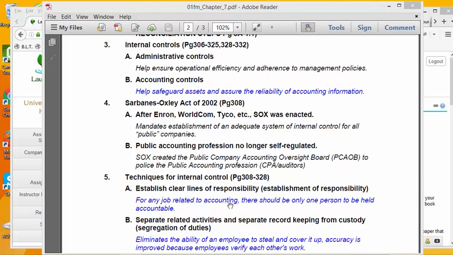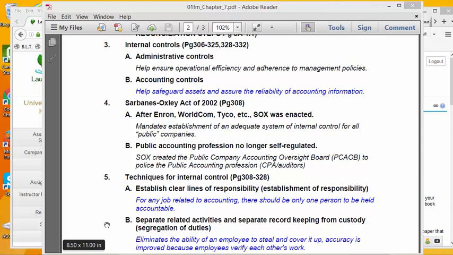In situations we're going to look at where there's a problem of embezzlement, where an employee has stolen from their employer, in many cases, clear lines of responsibility is not a problem. In fact, there's too much of a clear line. That person is the only person who does accounting. That's not a good thing. So what would be a better way to do it?